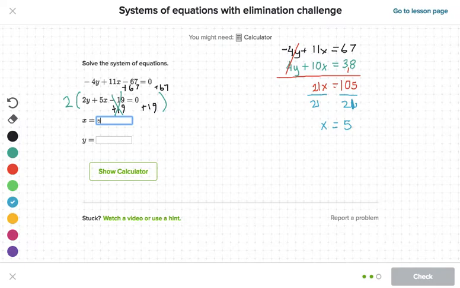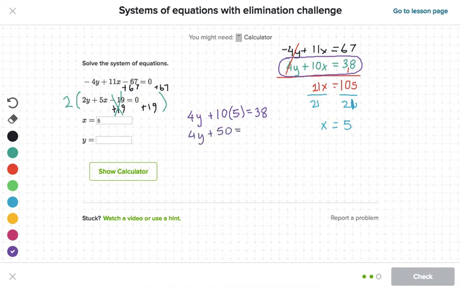Okay, instead of choosing one of these equations up over here, we're actually going to choose one of these equations because they're just a little bit easier to work with. I like the ones with the positives too, so I'm going to choose this equation right here to work with, and I'm going to plug in 5 for x as I go along. So it's 4y plus 10 times 5 equals 38. So that's 4y plus 50 equals 38. Subtract 50 from both sides.